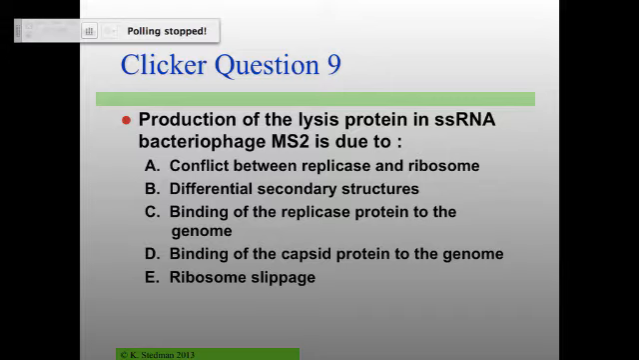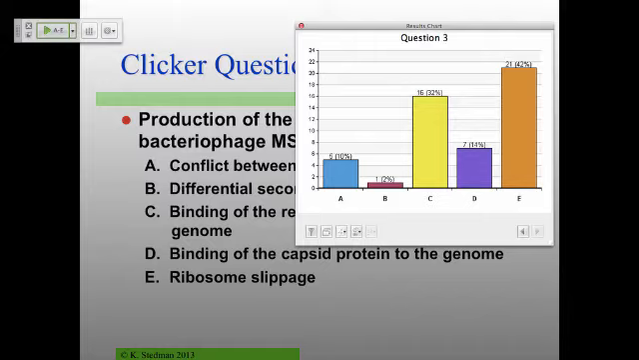Okay, let's take a look. Lots of differences of opinion on this one. I guess I didn't do a terribly good job of explaining it, just how I always sort of look at these things. Definitely, conflict between replicase and ribosome is a big problem for all RNA viruses, but it's not specifically the case for the lysis protein. It's what you need at the very, very end. So actually, you've done basically all of your replication at that point.